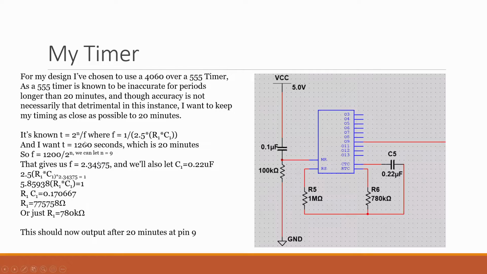We know that we want 20 minutes worth. We know that in this case, I just arbitrarily chose pin 9, and that gives us a frequency of so and so. I arbitrarily again let the capacitor in this case just be a 0.22. And after that, you just get an R1 of 780K. And then after this, it'll output right here, it'll be high. And it'll be for 20 minutes, but since the moment the machine detects that it's high, it's going to turn it off anyways, it doesn't really matter.